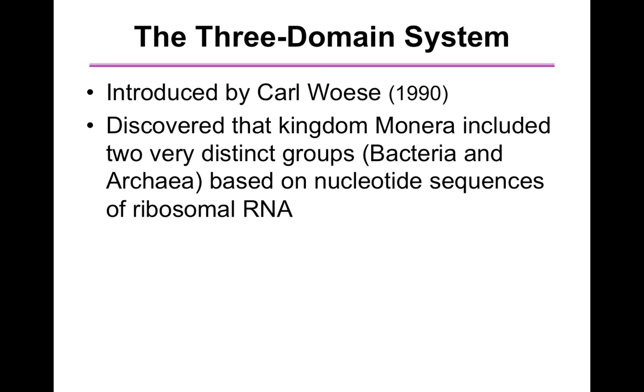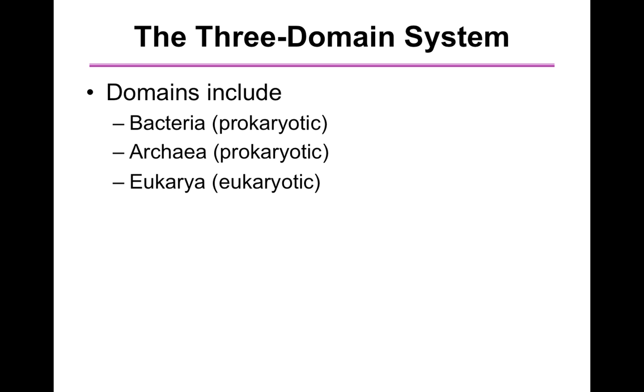The three domain system, introduced by Carl Woese in 1990, discovered that Kingdom Monera included two very distinct groups, bacteria and archaea, based on nucleotide sequence. Nucleotide sequence of ribosomal RNA. The domains include bacteria, prokaryotic, archaea, prokaryotic, and eukarya, eukaryotic. Bacteria and archaea are prokaryotic, which means before the nucleus.